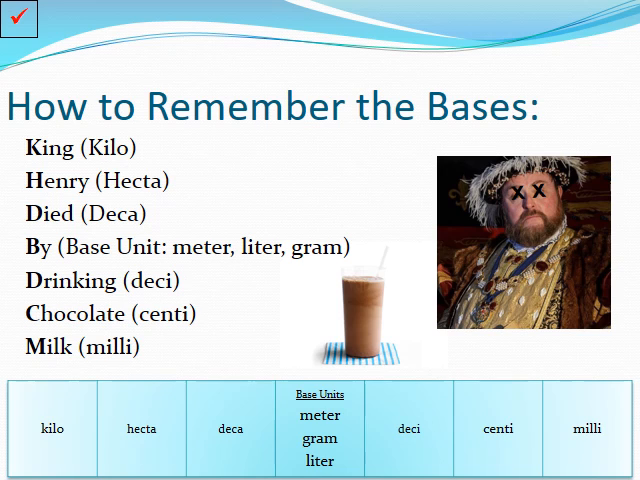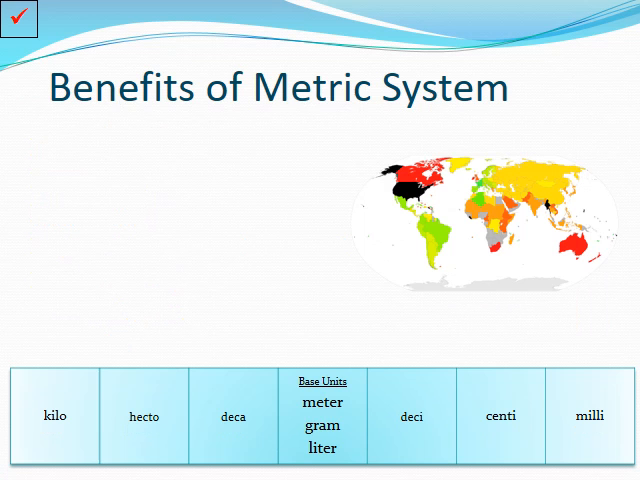How to remember these bases? You can remember these with the mnemonic device, King Henry died by drinking chocolate milk. King corresponding with kilo, Henry, hecta, died, deca, by base unit, so that would be your meter, liter, or gram, drinking, deci, chocolate, centi, and milk, milli. Now, if you have another version of this, that's fine, go for it, you do you. The point is, this will give you a way to remember it if you need it.